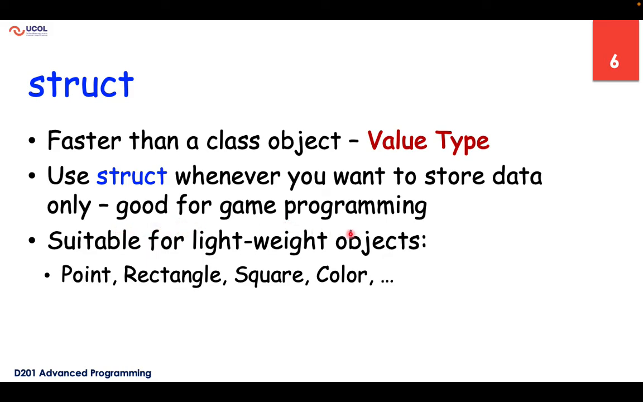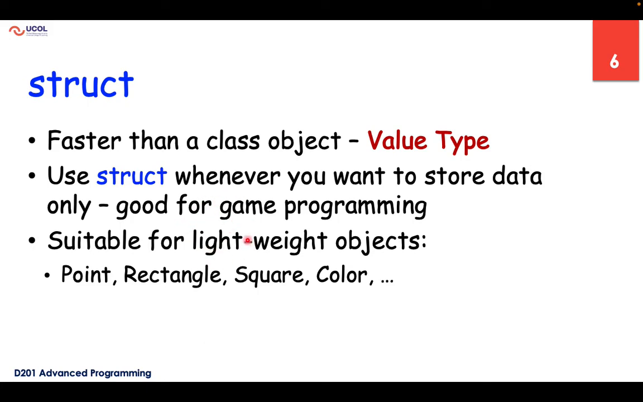For example, it is good for game programming, suitable for light objects like point, rectangle, square, color. In the color, you can say that we have RGB values, what will be the color. So these are very light objects which are actually kind of a class. We can make a class as well, but especially in game programming, if we want to define a scene in which we have points, rectangles, squares, colors, then instead of using the class, which are heavier objects and slow the processing, we can use the struct so that it will increase the efficiency of the program.